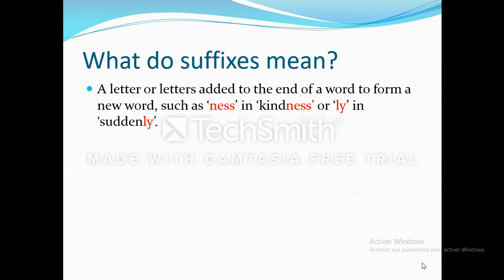That means to change the meaning of the word. It's not about changing the form, it's about changing the meaning. But suffixes, we add them to the word to change the form. To make it crystal clear for you, let's move to the next slide.